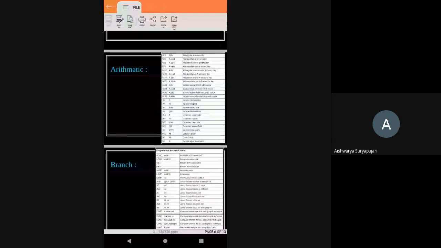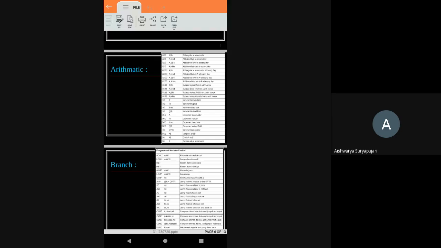So in arithmetic, there are 24 instructions. For logical, 25. For branching, it is 22. For Boolean instruction, there are 12 instructions. And for data transfer, there are 28 instructions. So in this way, total 111 instructions are here in front of you. And the use of each one, they are groups actually, but the functioning is different.